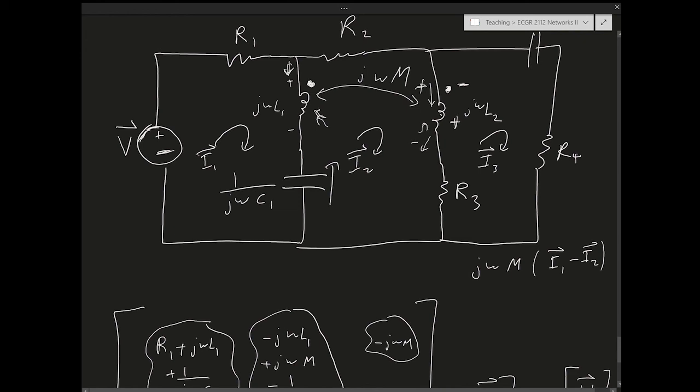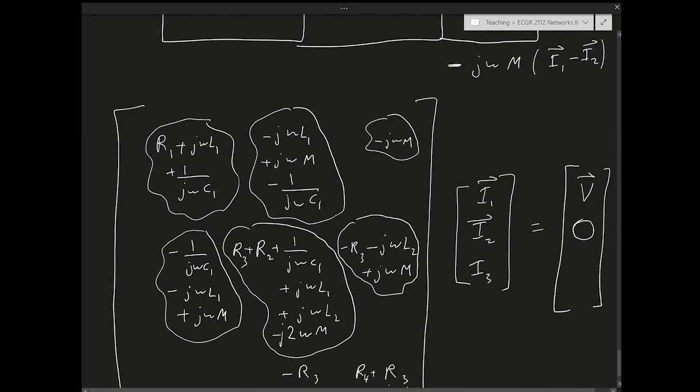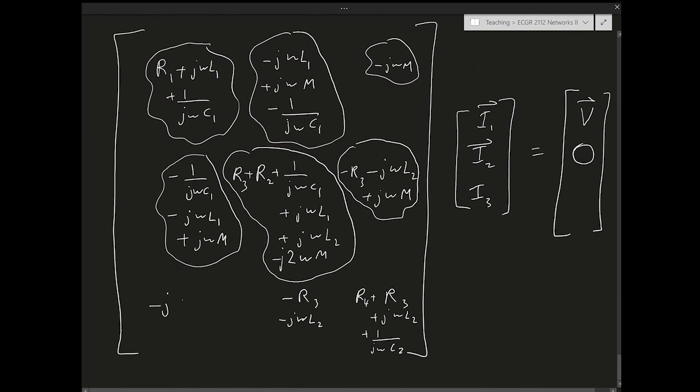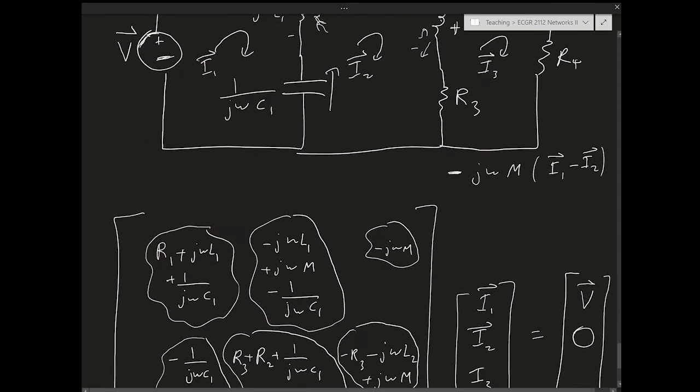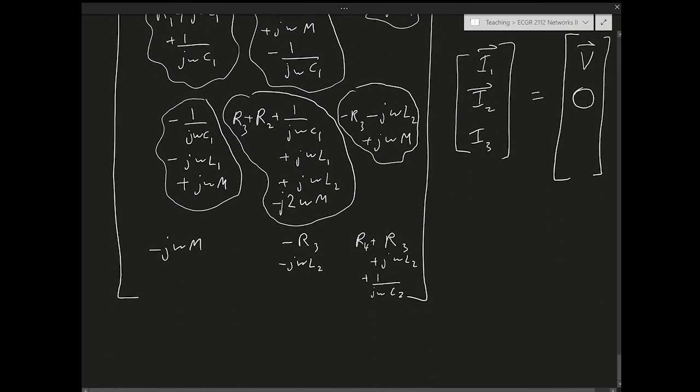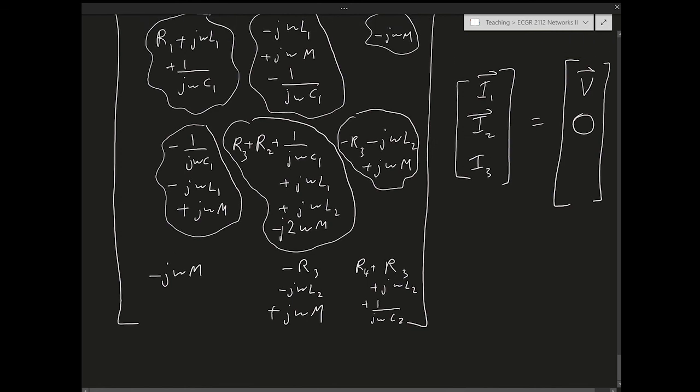So this becomes minus here. So there's a minus j omega M in the I1 column, and then there's a plus j omega M in the I2 column. And that takes care of the mutual terms.